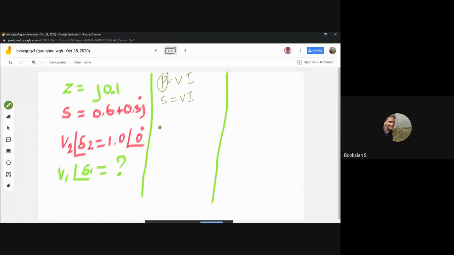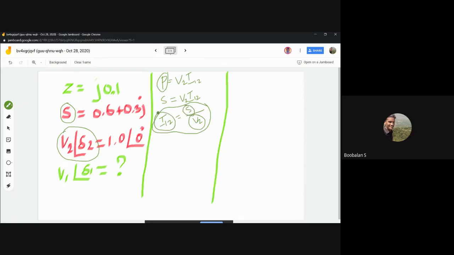We don't know the I12 current, but we have V2, right? So V2 and I12 is my receiving end power. I'm going to express it in the form of apparent power, that is V2 and I2. So definitely you can get I by dividing S by V2. V2 is given, and we will have the S value, so we can calculate I12, right?